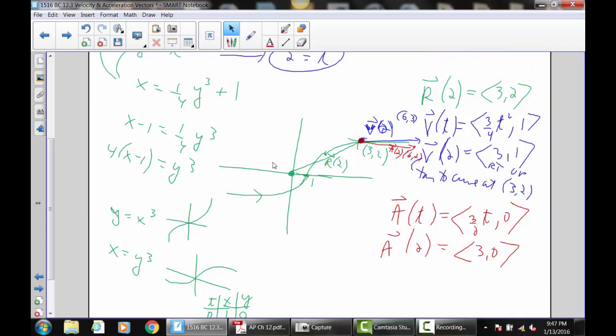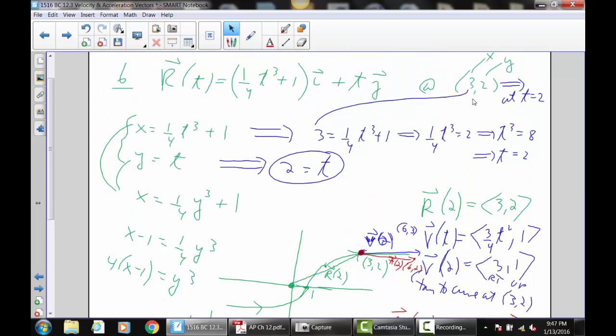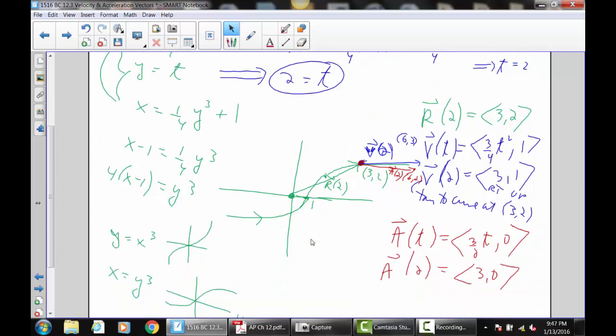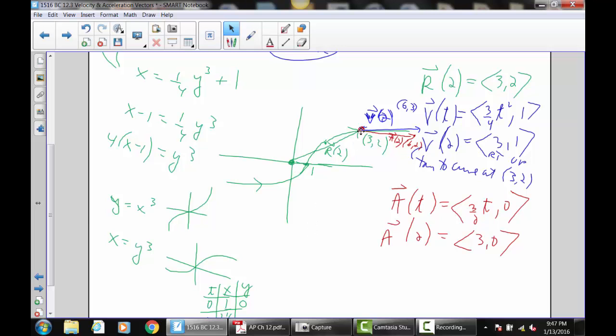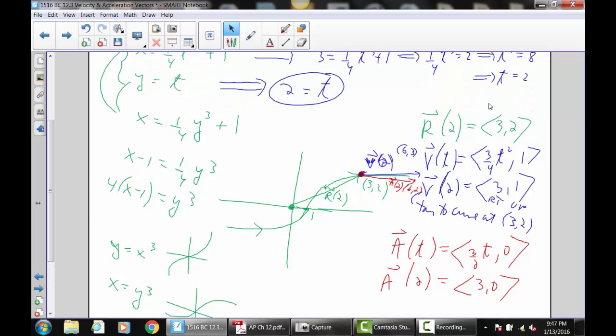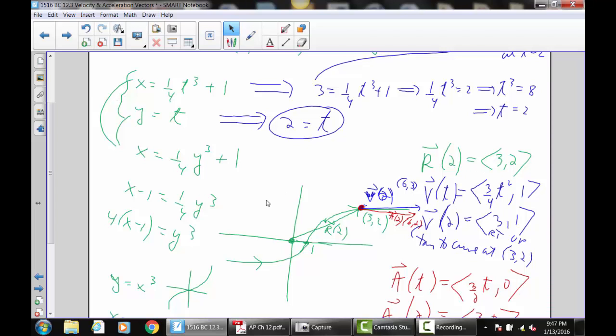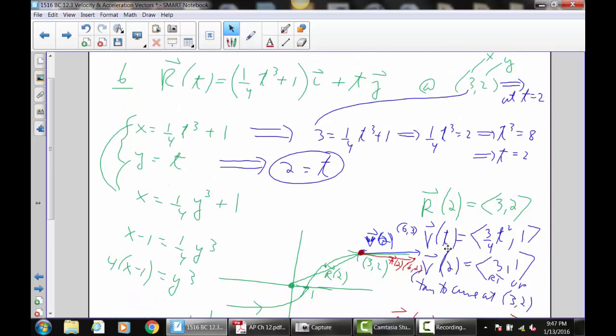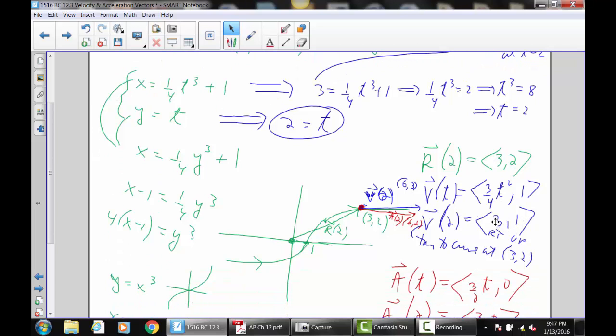So the position vector at t equals 2, because they wanted it at the point (3, 2), which is when t is equal to 2. So here is your point (3, 2). Here is your r of 2. And then when you take the derivative of this, r of 2 is (3, 2). Where's my initial function? Right here. My v of t, of course, is going to be (3/4 t squared) for my x component, plus 0, and the derivative of this one is 1. So that's where I get (3/4 t squared, 1). And then from here, I can find v of 2, replacing that t by 2. So that gives me v of 2 is equal to (3, 1).